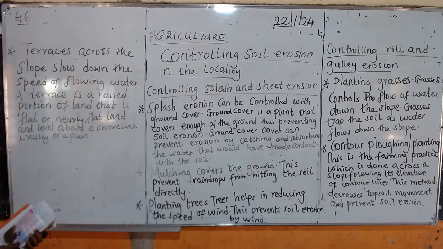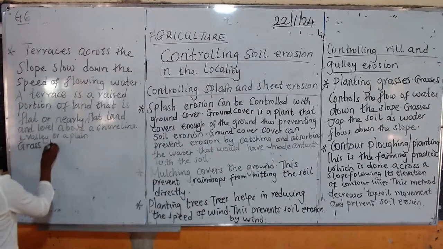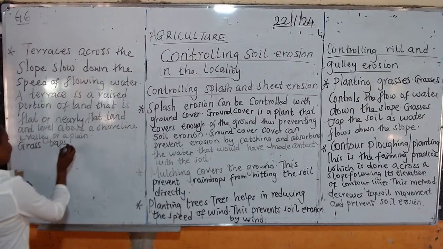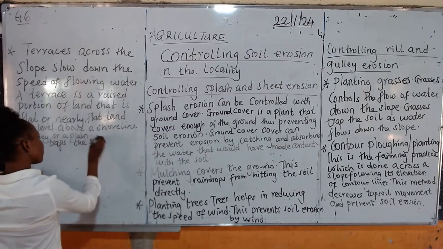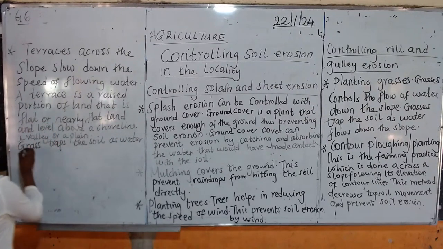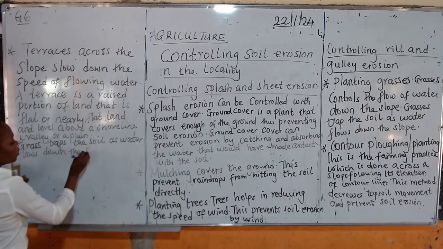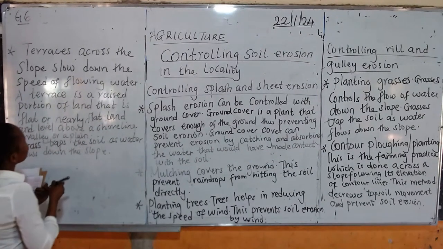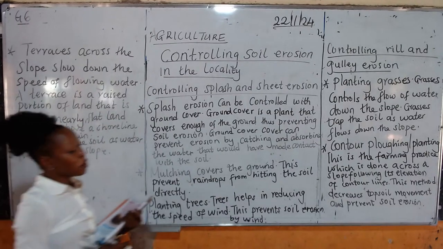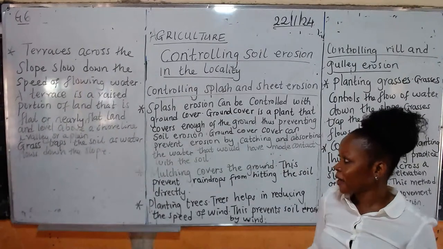I think that the grasses trap soil as water flows down the slope. So he's saying that this is how it helps against soil erosion. The grasses usually trap the soil as water flows down the slope. Terraces across the slope slow down the speed of moving water. So this slows down the movement of water.